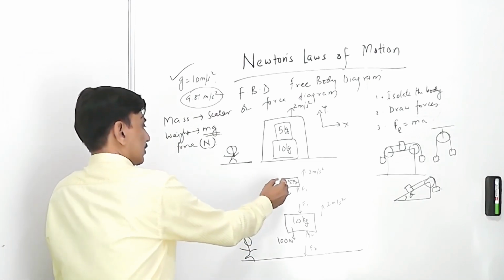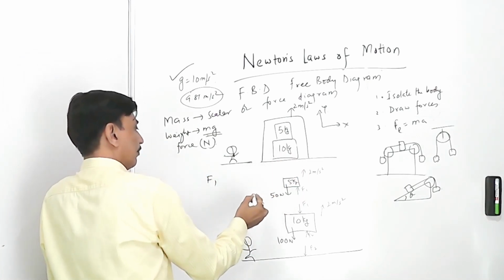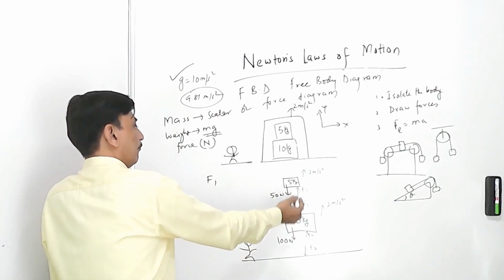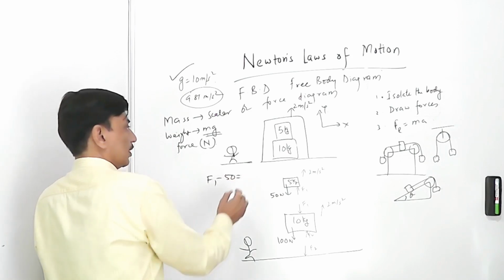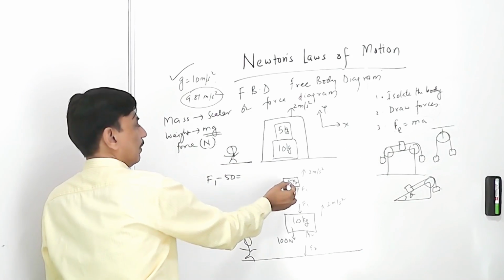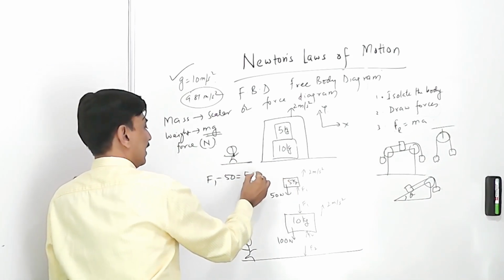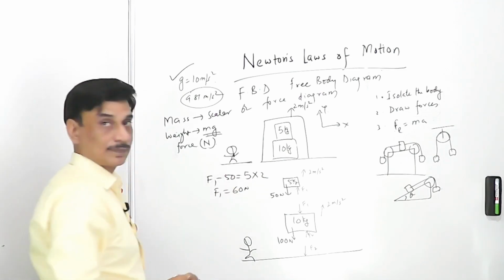So the equation for this: because this is accelerating up, the net force has to be in the upward direction. So we take upward forces minus downward forces. F1 minus 50 is the net force. This stands for FR, the resultant force or net force, equal to the mass of this body only, that is 5, into acceleration. So F1 becomes equal to 60 Newton.